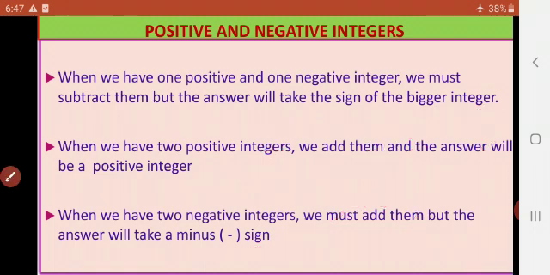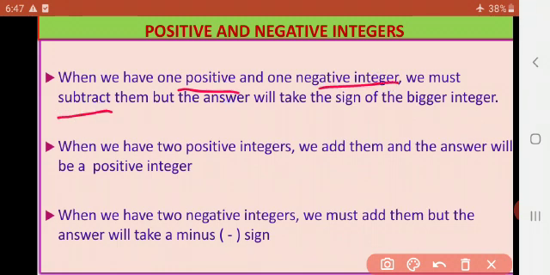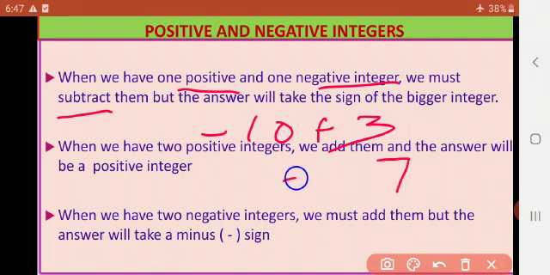So once again we can understand it. If there is one positive and one negative integer, we must subtract them, and the answer will take the sign of the bigger integer. For example, suppose it is minus 10 plus 3. Minus 10 plus 3 means there is one negative and one positive, so we have to subtract. 10 minus 3 is 7, and the sign will be that of the bigger number. So 10 is bigger, its sign is minus, so the answer will be minus 7.